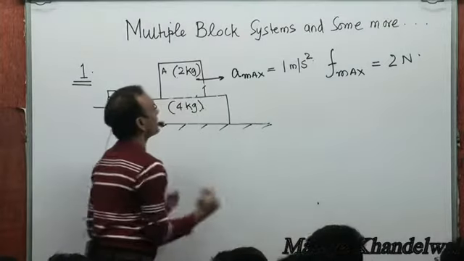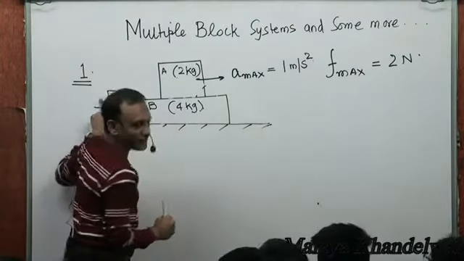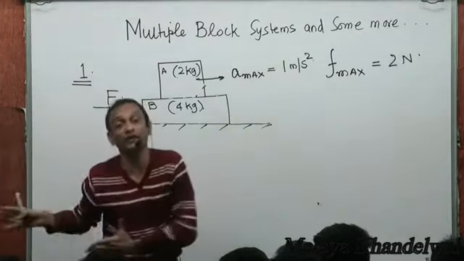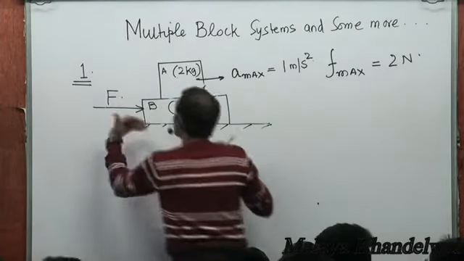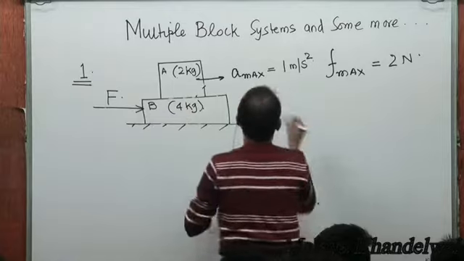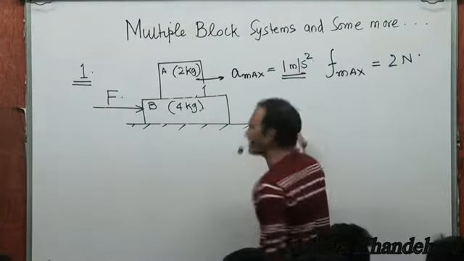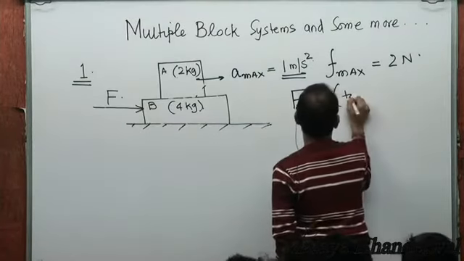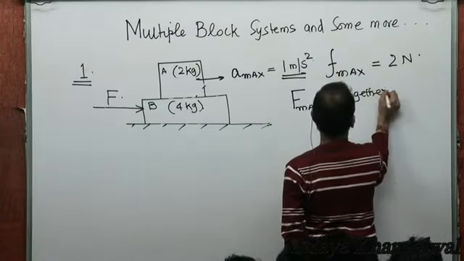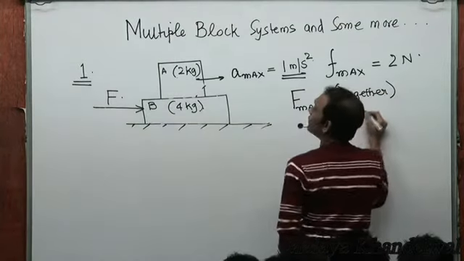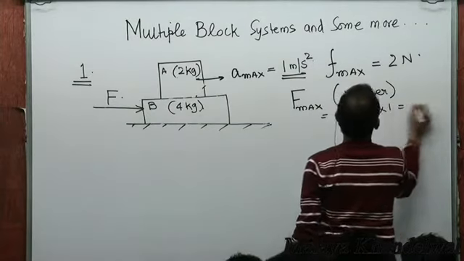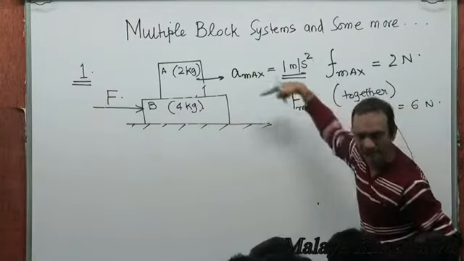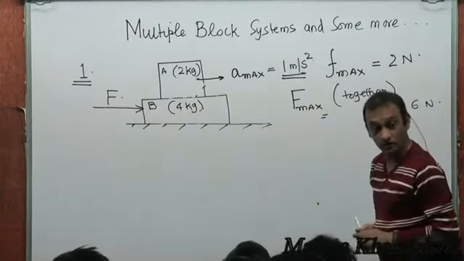Now, in the first place, let me find out the maximum force F that could be applied so that they could move together, right? So the maximum force F that could be applied so that they could move together would be commensurate with their maximum common acceleration. So maximum F, so that they move together, is 6 into 1, which is 6 newtons, right? Mass 6 kgs into maximum common acceleration of 1 meter per second squared, which is 6 newtons. Yes or no?